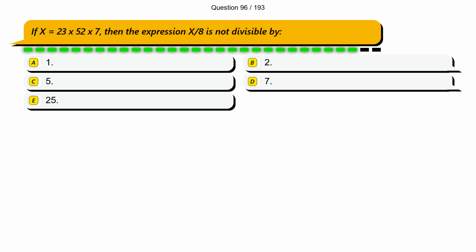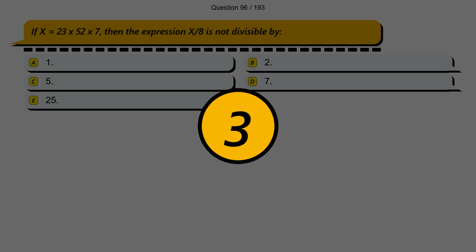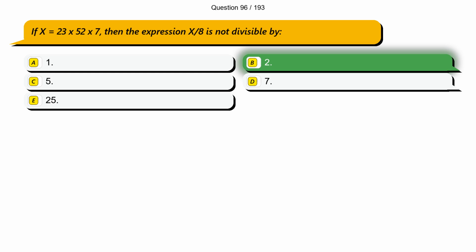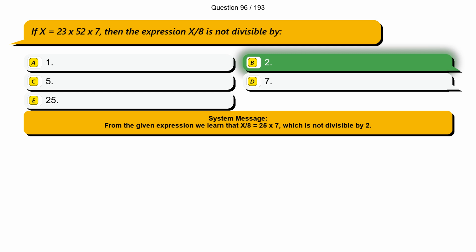Question 96. If x equals 2^3 x 5^2 x 7, then the expression x/8 is not divisible by: option A, 1, option B, 2, option C, 5, option D, 7, option E, 25. The correct answer is option B, 2. From the given expression we learn that x/8 equals 5^2 x 7, which is not divisible by 2.